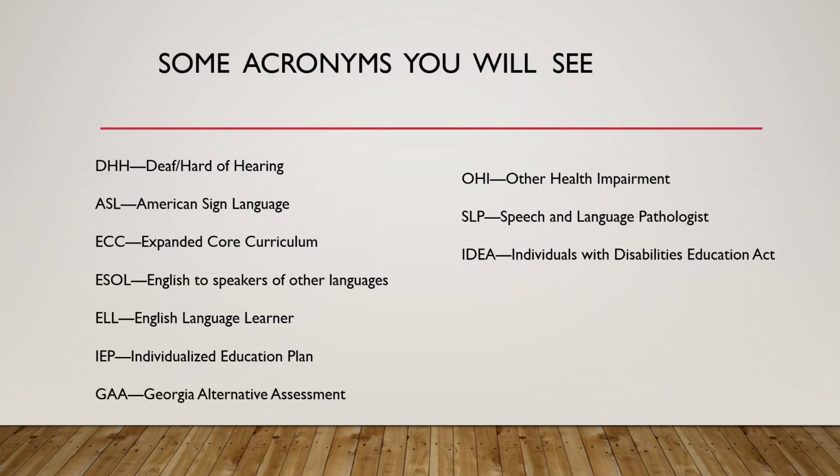There are several acronyms that you will see throughout this presentation. The first few here are specific to the deaf and hard of hearing eligibility. DHH for deaf and hard of hearing, ASL refers to American Sign Language, and the ECC is the expanded core curriculum. You will also see ESOL, ELL, IEP, GAA, OHI, SLP, and IDEA.